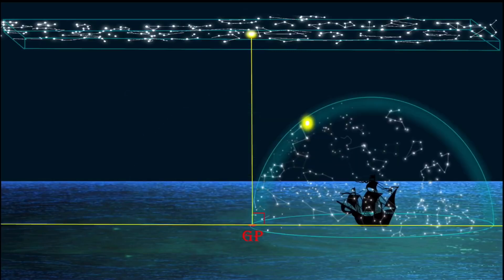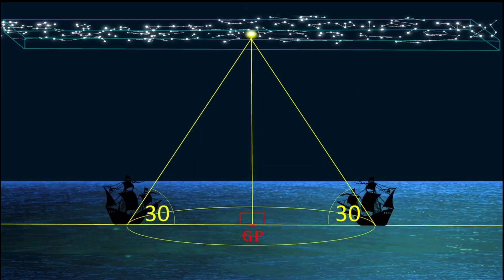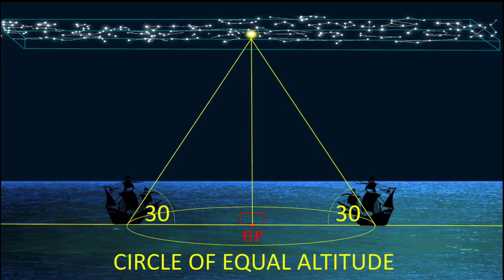Celestial navigation works by using a sextant to measure the angle of that known star and using its relative GP, geographical position, to know where you are. And I'll continue to point out that measuring angles to celestial bodies only works if we are on a flat plane. Now, if one observer measures 30 degrees to a star and another observer measures 30 degrees to that same star, we can conclude that they are both on what's called a circle of equal altitude.